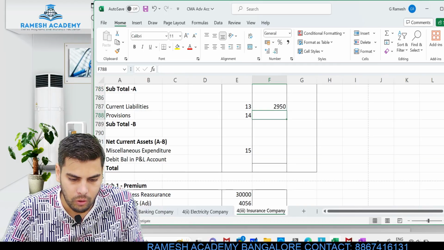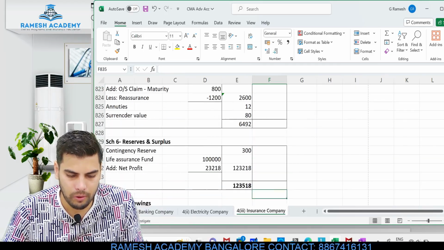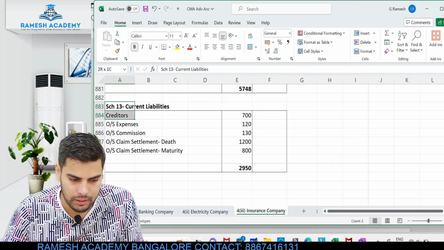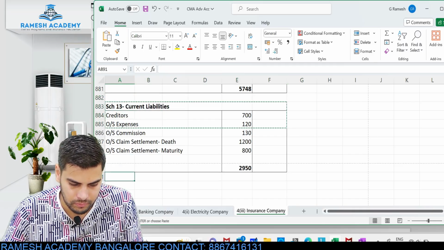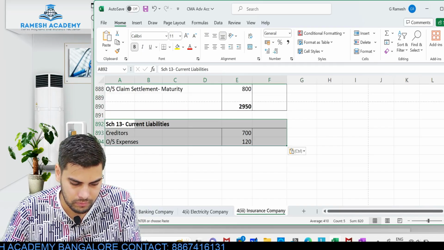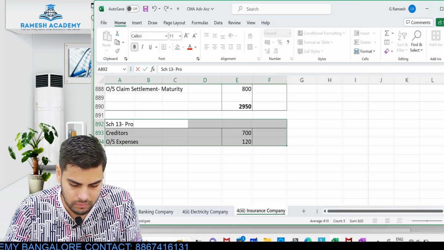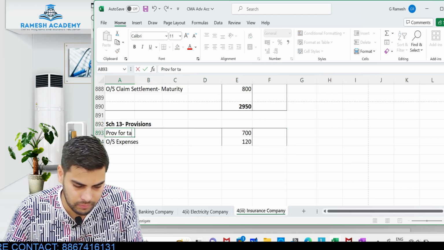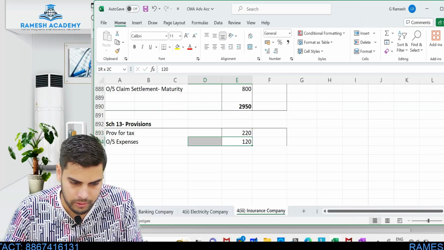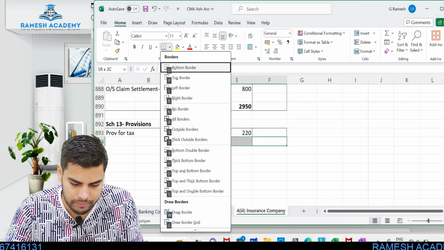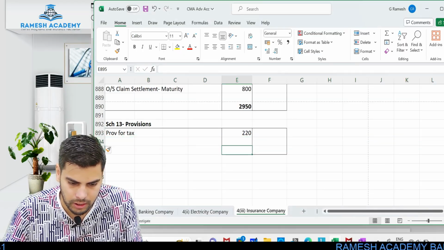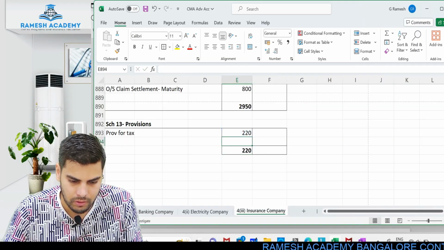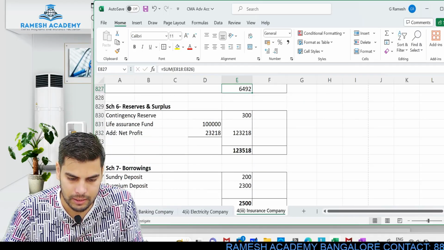Okay, and then what about provisions? Provisions, we have got just one provision. That is provision for tax, 220 rupees, I guess. It was given in the adjustment. Provisions, provision for tax, 220 rupees. This is the only item. So total would be the same. Okay, so provision for tax, I'll just be writing it as 220.